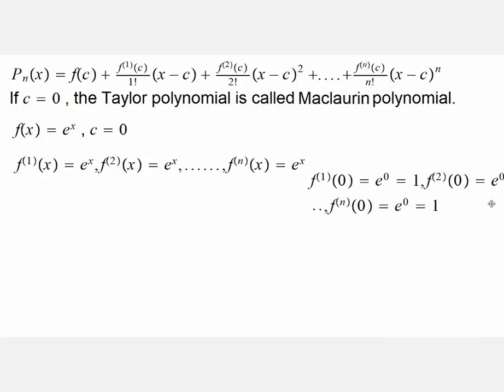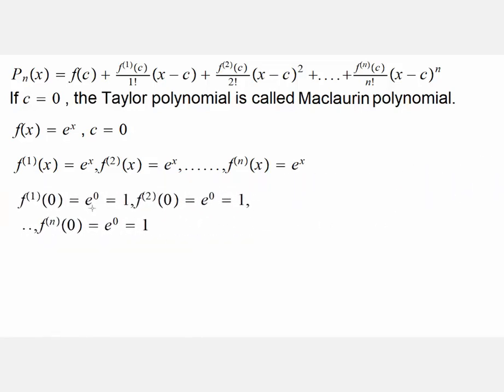And since we are going to need the values of the derivatives at the point c equals 0, we will note that all the derivatives at 0, each of them equals how much? They all equal 1, and of course the value of the function at c is also 1. So if we substitute all these values in this polynomial, what we get as the Maclaurin polynomial, or Taylor polynomial centered at 0, for e to the x is this polynomial of degree n.